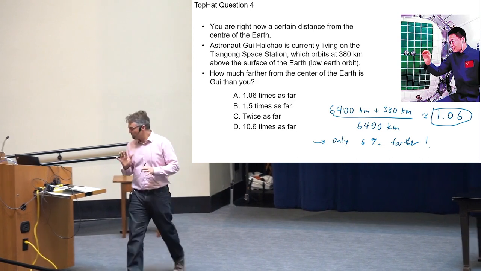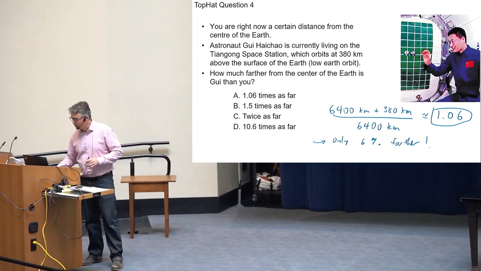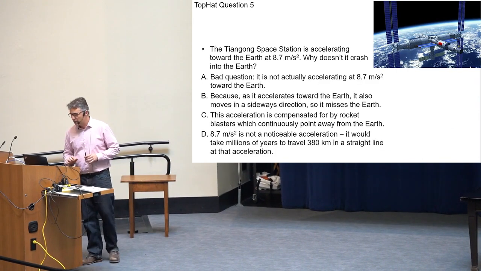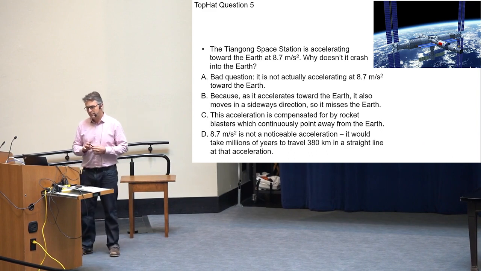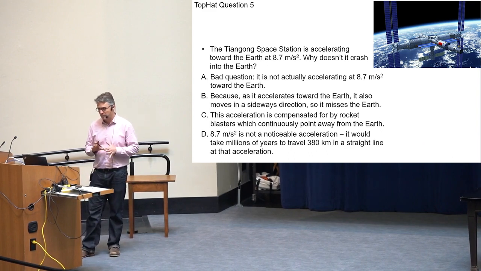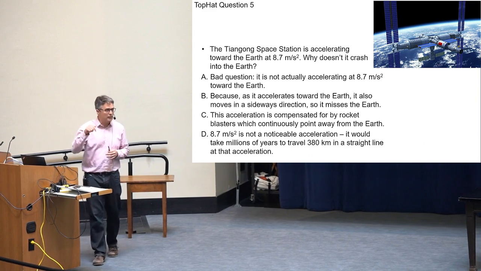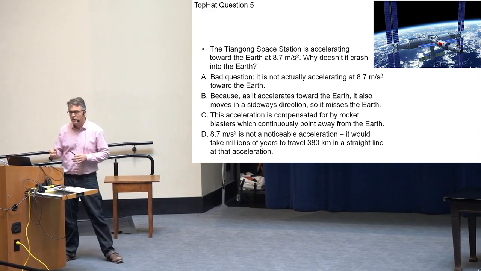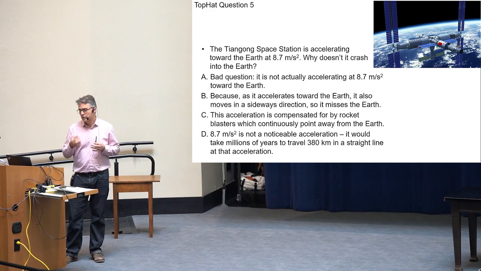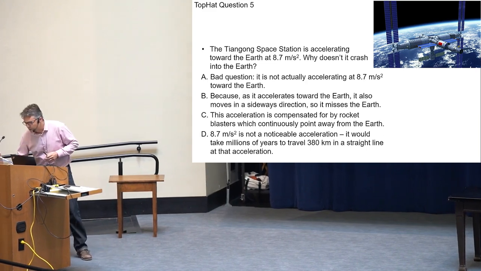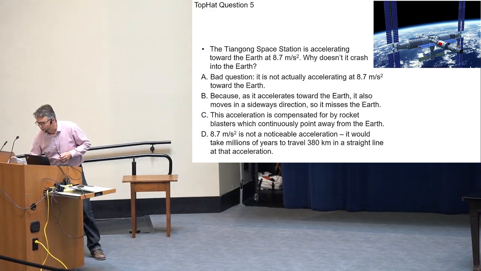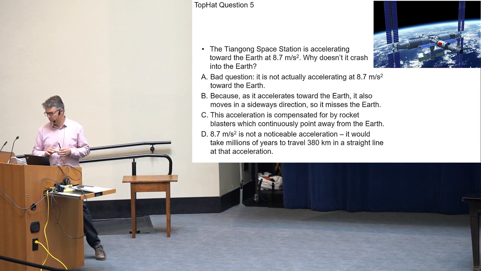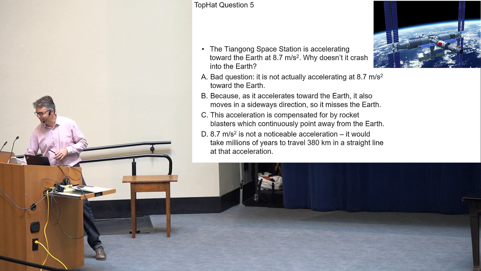So, okay, million-dollar question. Let's answer this one, which is, the Tiangong space station is accelerating towards the Earth at 8.7 meters per second squared. So that's that radial acceleration that I was talking about. So why doesn't it crash into the Earth? So let's launch this on Top Hat, and I'll give you some time to think about it. I think that 3 of these answers are dead wrong, and one of them is what I like to see.